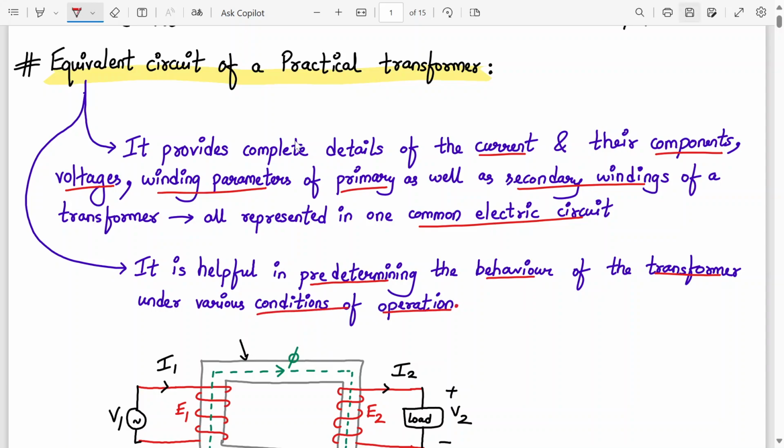Okay, so a transformer also works with different kinds of loads, no load or an inductive load or a capacitive load. So that will be easier for us to analyze if we know the equivalent circuit of the transformer. Alright, so let us start.